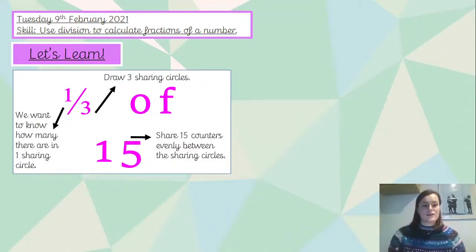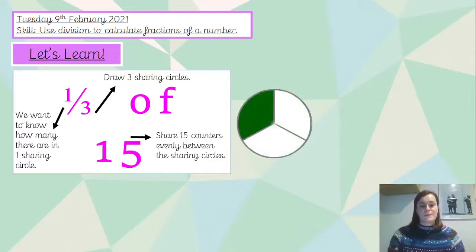Okay, so we're going to start off by trying to find 1/3 of 15. If we draw 1/3, we know it looks like this, don't we? But this time we're going to try and find 1/3 of a number. So to use our sharing circles, we're going to start off by drawing 3 sharing circles, because the denominator in our fraction is 3. Whatever number the denominator of your fraction is, is the number of sharing circles you need to draw. Then you decide how many dots to draw in each sharing circle. We know there's 15 in total, so you could use counters or dots or whatever you're going to use at home, and share them evenly between those 3 circles.